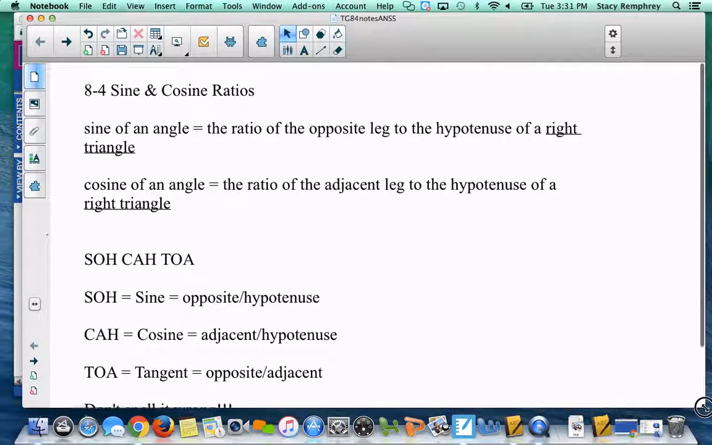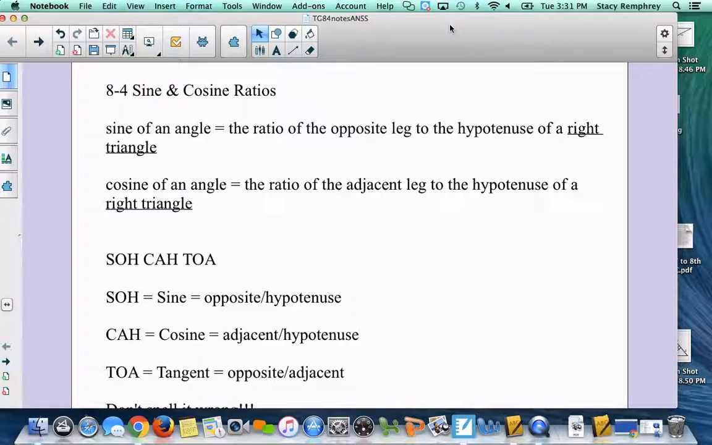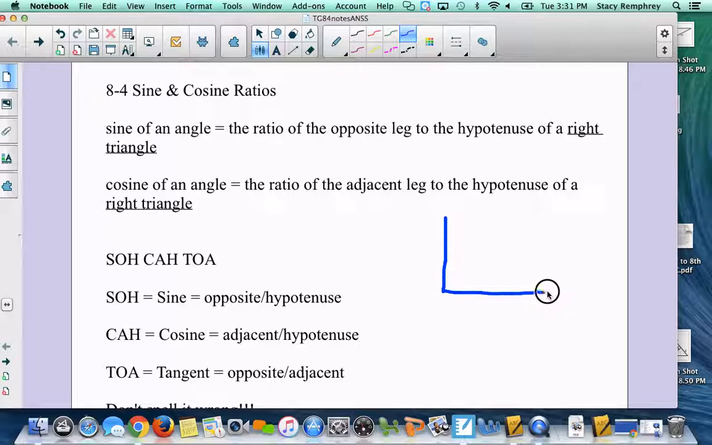All right. So in 8.4, we're going to continue to talk about ratios that exist in right triangles. So we had tangent from last time, and now we're doing sine and cosine. So the sine of an angle is the ratio of the opposite leg to the hypotenuse. So remember last time I told you the hypotenuse is never the leg or the adjacent. Okay, so again, if this is my angle here, that's my angle.